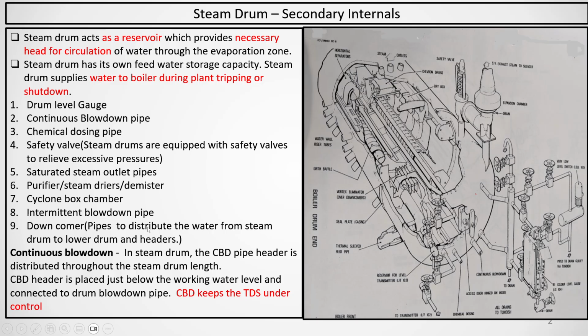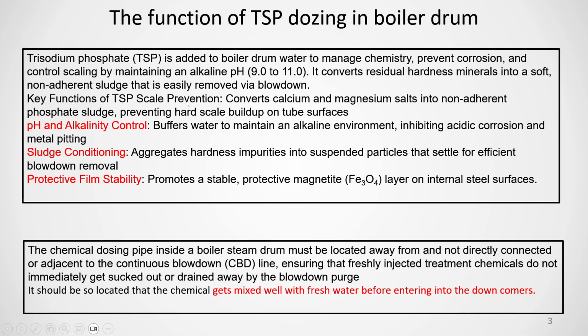Then the internal blowdown pipes: continuous blowdown and intermittent blowdown. There is another blowdown we use in the drum. When continuous blowdown is not required, intermittent blowdown is used. At that time, they will open the intermittent blowdown valve and maintain the pH and hardness of the drum. If the hardness is more, then continuous blowdown will be required to maintain the hardness and the pH.